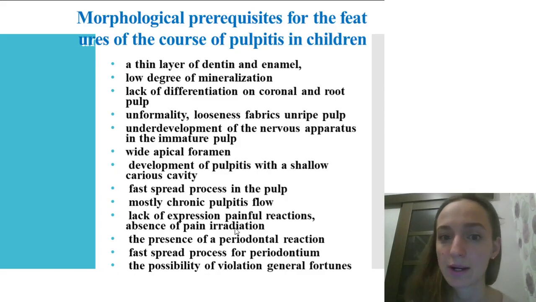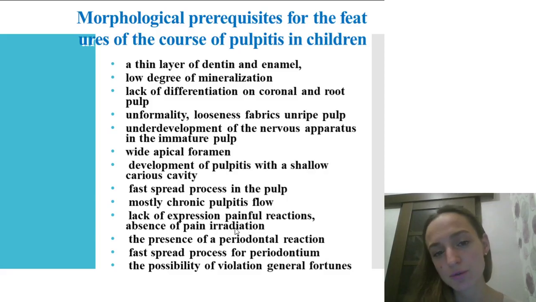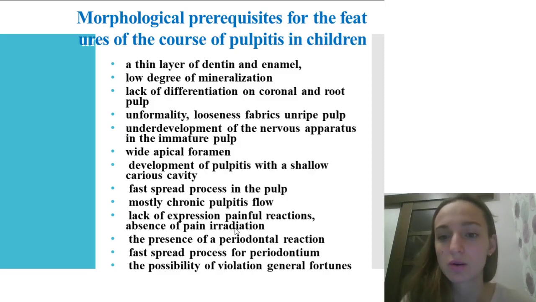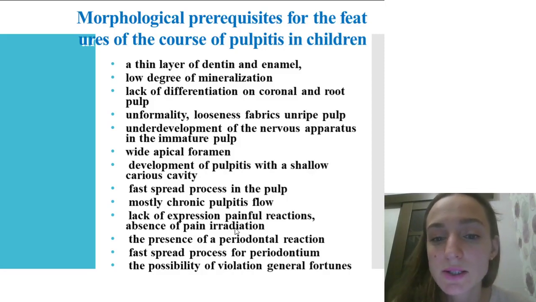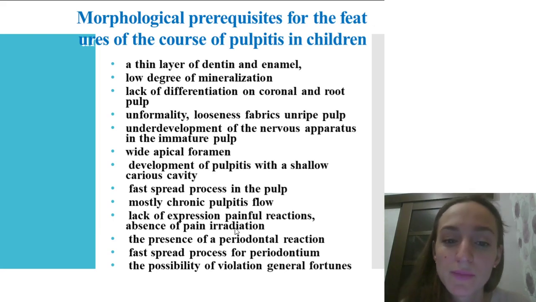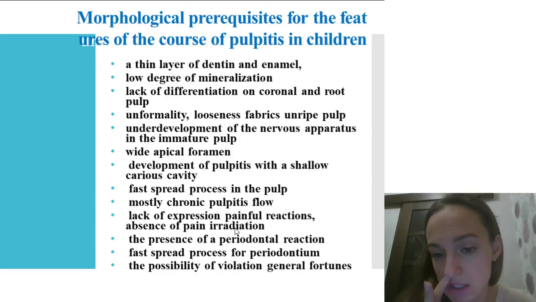And morphological prerequisites for the features of the course of pulpitis in children. First of all, it is a thin layer of dentin and enamel, low degree of mineralization, lack of differentiation of coronal and root pulp, looseness of fabrics, unripe pulp. Then, underdevelopment of the nervous apparatus in the immature pulp. Wide apical foramen, development of pulpitis with a shallow carious cavity. Fast spread of the process in the pulp.